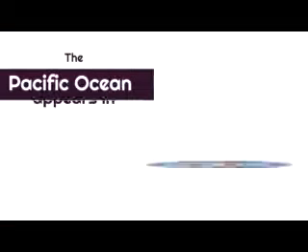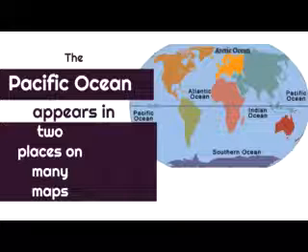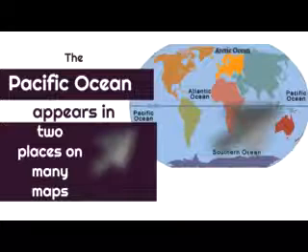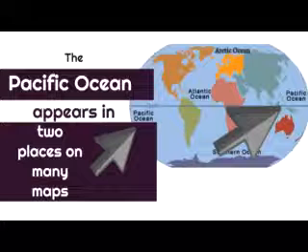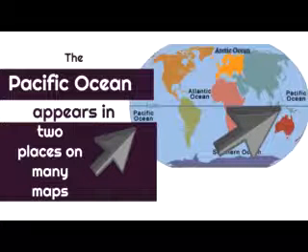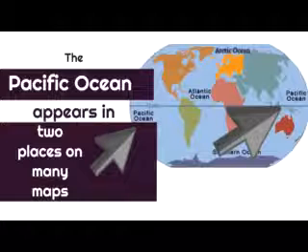Now this is interesting. The Pacific Ocean appears in two places on most world maps. And you might be wondering, why is that? Well, the Earth is a sphere. That's the shape of the Earth. It's a 3D shape. But on maps, it's just 2 dimensions, so it is flat. So, the Pacific Ocean is by the Americas, but it's also by Asia and Australia. So it appears in 2 places on many maps, and you can see where they are with the arrows.